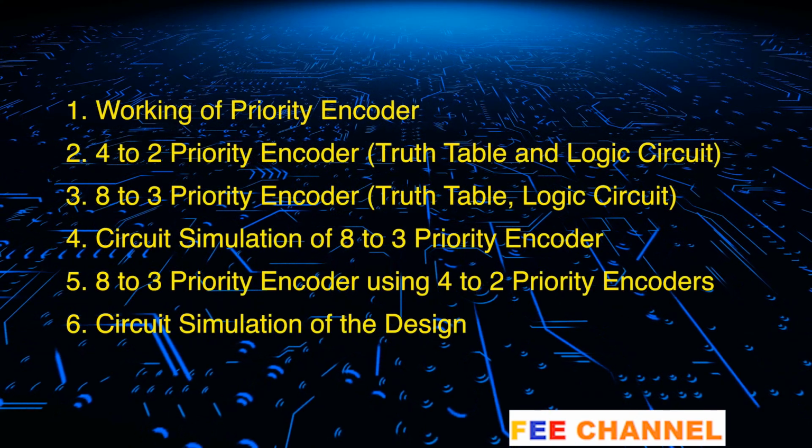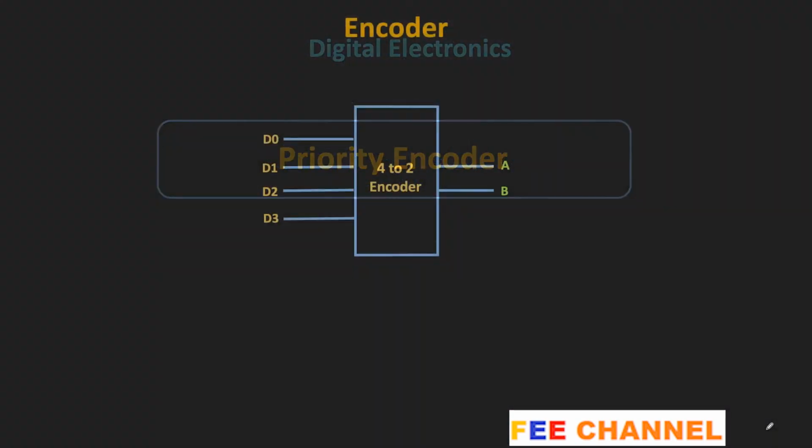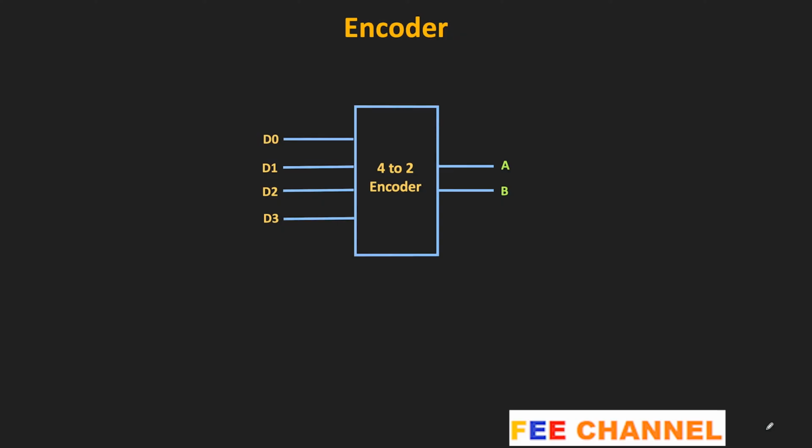So in the module 37 video, we learned about the encoder. And we have also seen some limitations of this encoder. The first limitation is, when more than one input of the encoder is high, then we will get an invalid output. And the second is when all the inputs of the encoder are 0, then we will get the same output as when this D0 input is high. That means for two different input conditions, we will get the same output. So these two issues can be resolved with the help of the priority encoder.